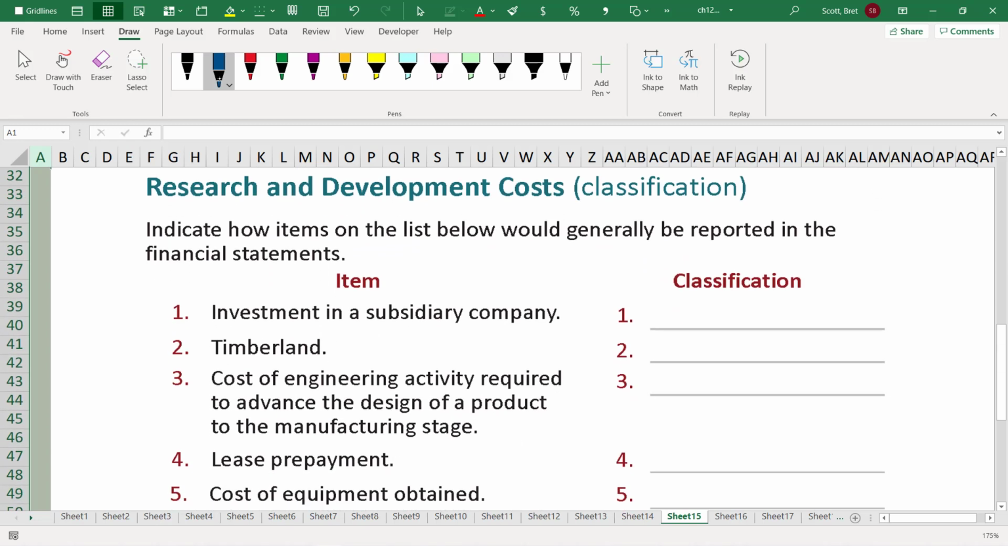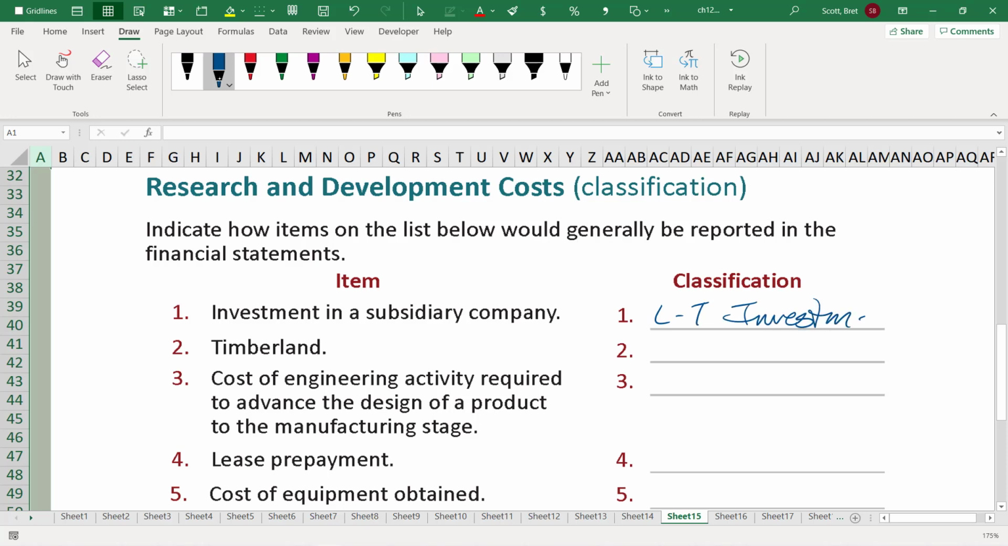So down below, I have a bunch of different examples of how to classify different types of expenditures. And we're going to go through these pretty quickly here. Indicate in the items below how you would generally be reporting these in the financial statement. So if we invest in a subsidiary company, so if we buy stock in another company, generally we would classify that as a long-term investment.